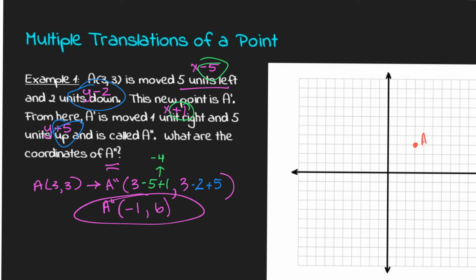So if we take A, which is in red, and we'll go 5 units to the left, 1, 2, 3, 4, 5, 2 units down, this would be A prime. So that's at -2, 1, and you don't see that anywhere in my work because I didn't write anything down for A prime. But then that point is moved 1 unit to the right and 5 units up, which is right here. And this is A double prime. And what is that ordered pair? That is -1, 6, which is the same thing we got, so I know that we're correct.